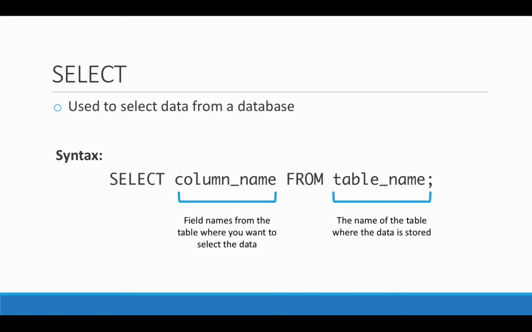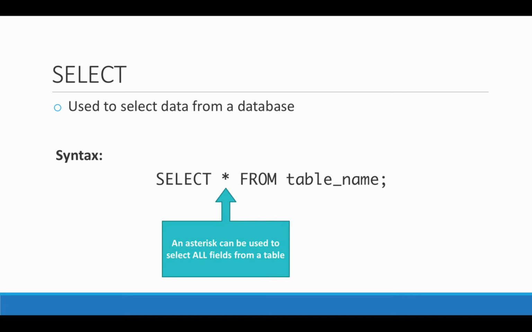So we do select, and then we say what column name we're looking for. For example, it could be a first name column, a last name column. This example just shows column names, so these are the field names from the table where we want to select the data. Then we use the word from, and then we say which table we're looking for. In both of these cases, the column name and the table name, it is imperative that you spell the words exactly as they appear in your MySQL database.